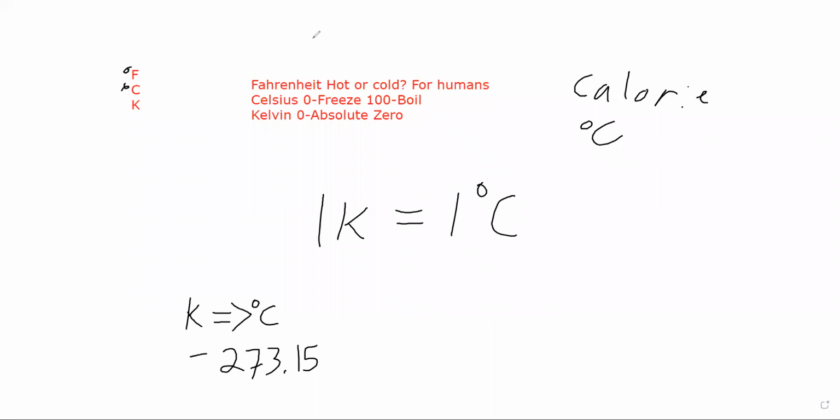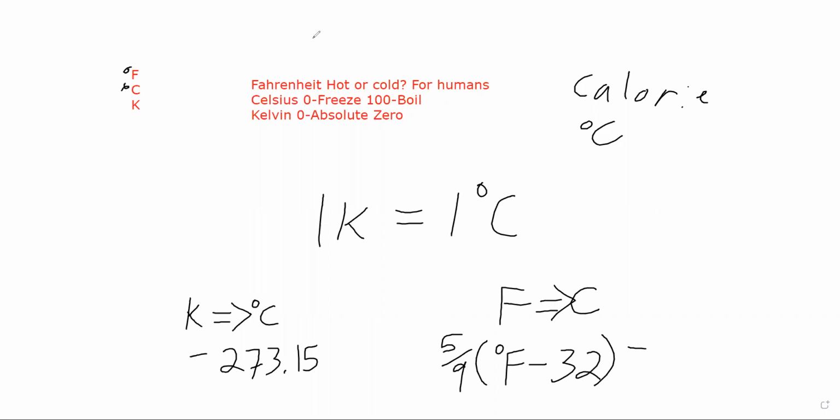To get from Fahrenheit to Celsius, this one's a little less pretty, but we take 5/9 times the temperature in degrees Fahrenheit minus 32 is equal to degrees Celsius. Both of these should have degree signs.